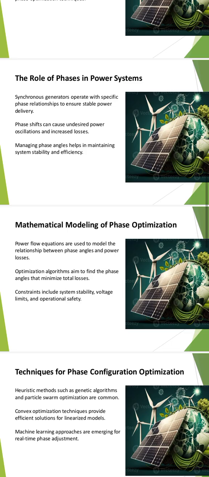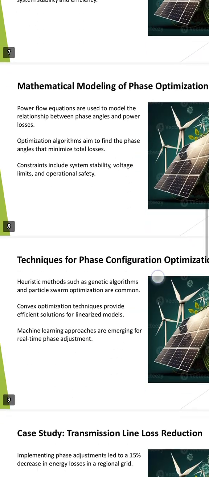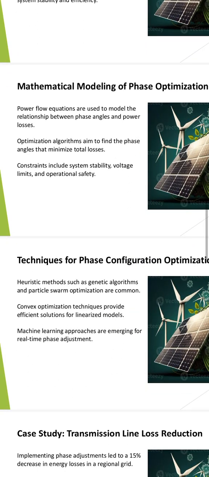Techniques for phase configuration optimization. Heuristic methods such as genetic algorithm and particle swarm optimization are common. Convex optimization techniques provide efficient solutions for linearized models. Machine learning approaches are emerging for real-time phase adjustment.